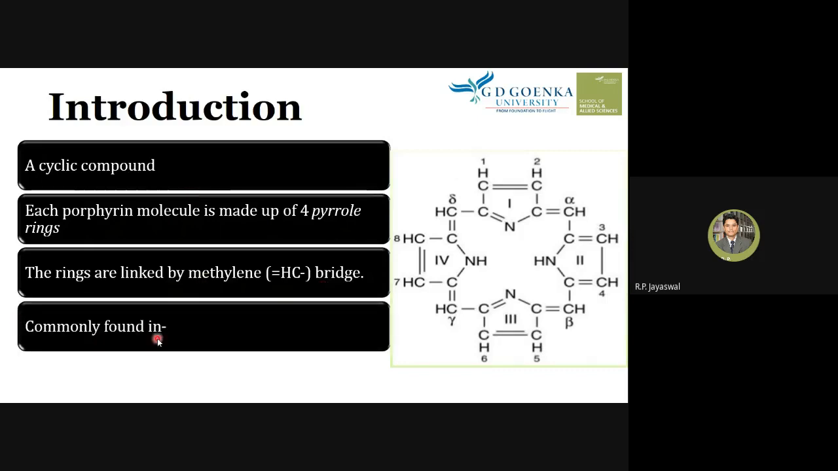Commonly, these compounds are found in heme and the chlorophyll molecule. Heme is one of the pigments of blood. Heme is a hemoglobin component, and chlorophyll is one of the pigments present in plants. If you talk about heme or chlorophyll, the structure contains a porphyrin molecule, and this porphyrin molecule contains four specific pyrrole rings connected by methylene bridges. So we have understood the introduction to the porphyrin molecule.